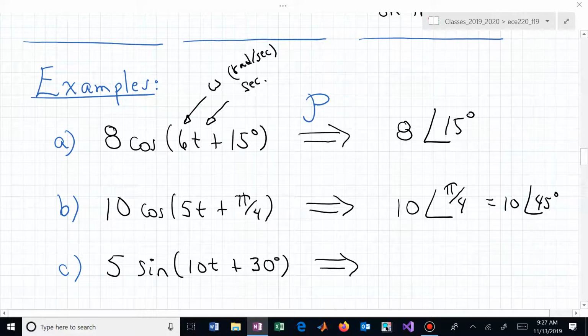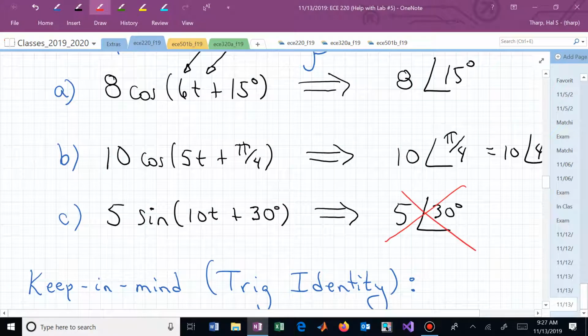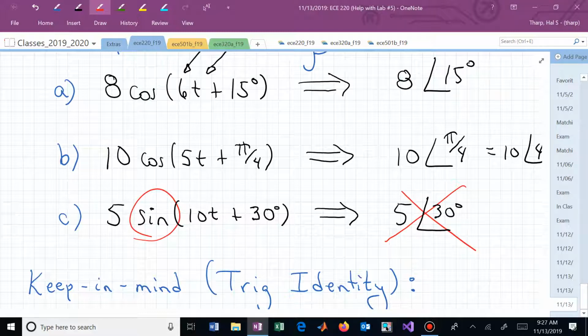What's the amplitude? What's the angle? It's not quite right because now we have this sine. And to go into the phasor domain, we need to make sure that all of our time domain waveforms are starting in the cosine form.